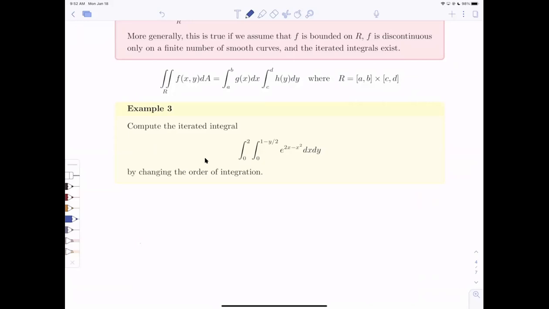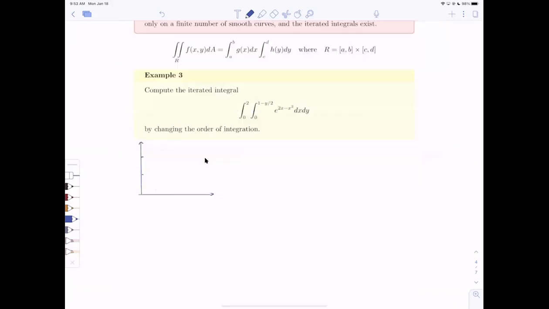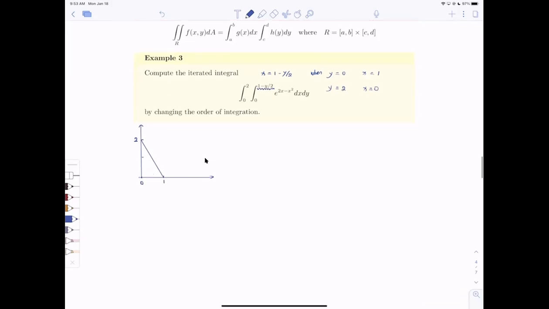So our y is from 0 to 2, and our x is from 0 to 1 minus y over 2. So this, x equals 1 minus y over 2, is a straight line. So you just need to find 2 points. Let's say when y equals 0, our x is 1. When y equals 2, our x is 0. So this is our graph, okay? This is x, y.